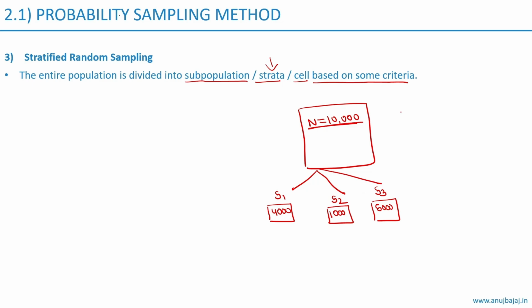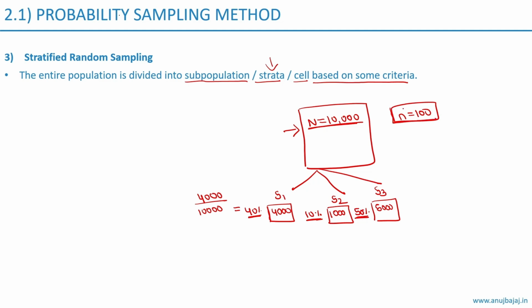Now suppose we require a sample of size 100. Then what we do is, first we calculate the size of strata 1 relative to the population. That is, we take 4,000, which is the size of strata 1, and divide it by the entire population. So we can say strata 1 is 40% of the entire population. Similarly, strata 2 is 10% of the entire population and strata 3 is 50% of the entire population.